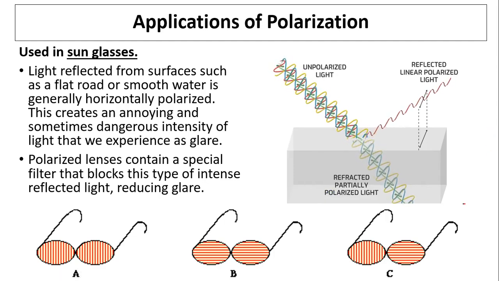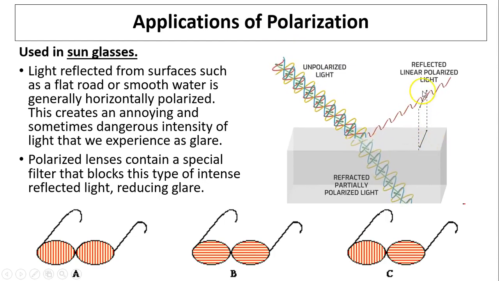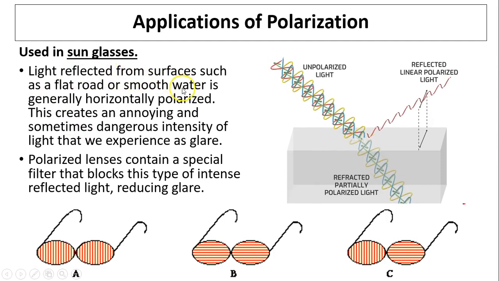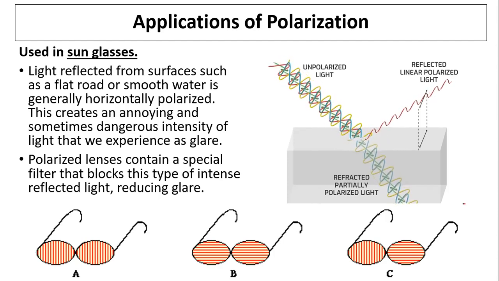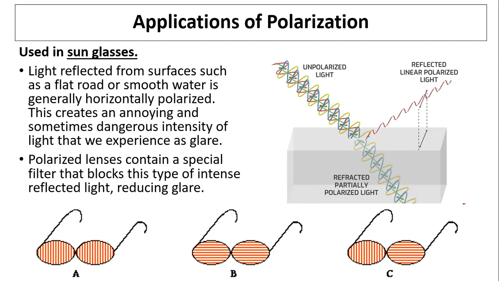Applications of polarization. A lot of times when light hits a surface, the surface acts as a polarizer. Reflected light is polarized. That's why we have sunglasses, because light reflected from a surface such as a flat road or smooth water is generally horizontally polarized. This creates an annoying and sometimes dangerous intensity of light that we experience as glare. Polarized lenses contain a special filter that blocks this type of intense reflected light to reduce glare.